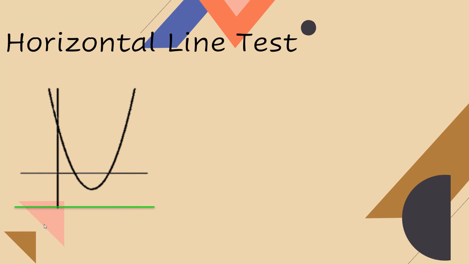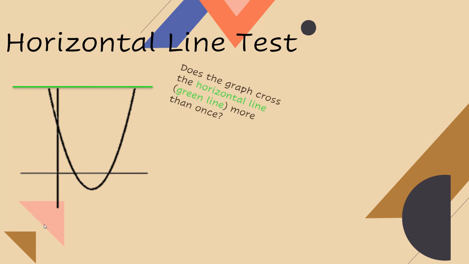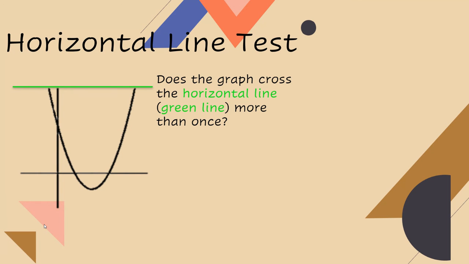Remember, that was one going left to right. And we move it from bottom to top of our graph. And we ask, does the graph cross the horizontal line more than once? If no, then it's a one-to-one. If yes, then it is not a one-to-one. This passed more than once, so it is not one-to-one.